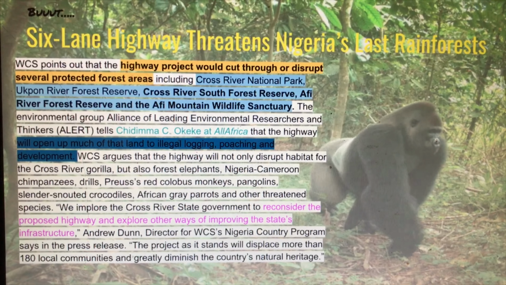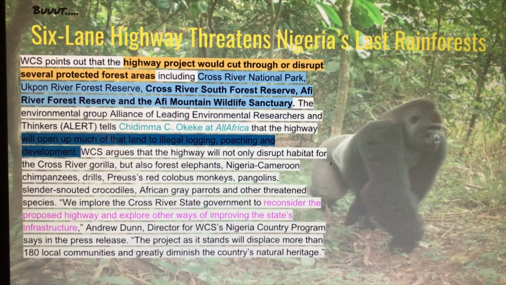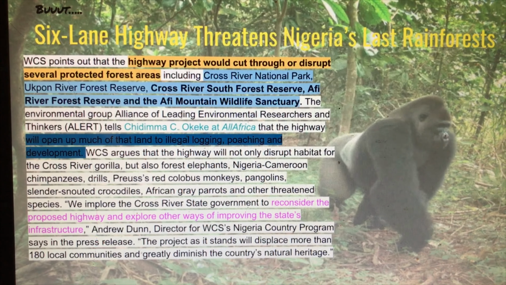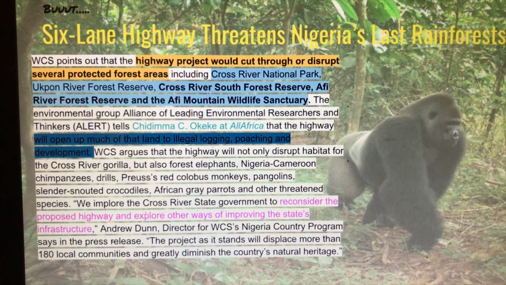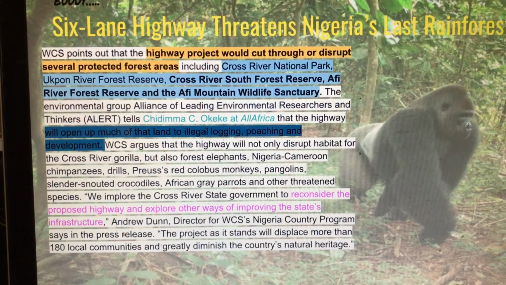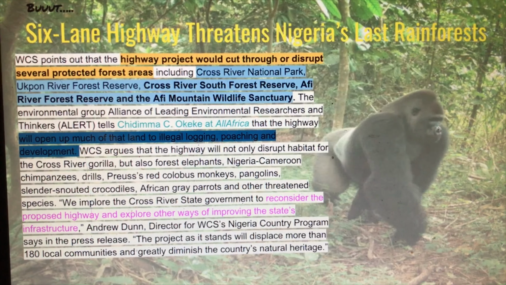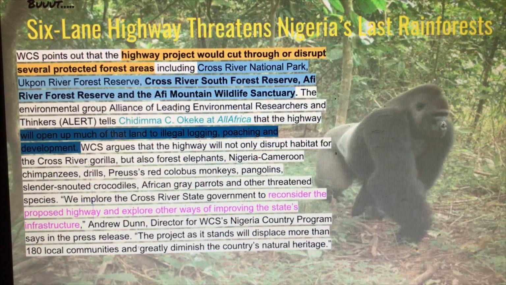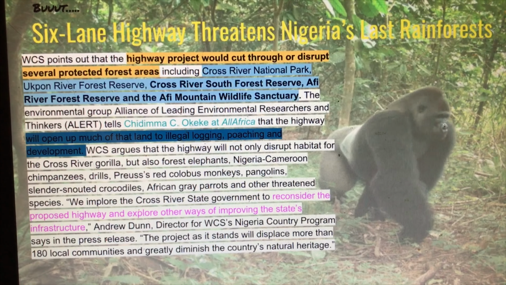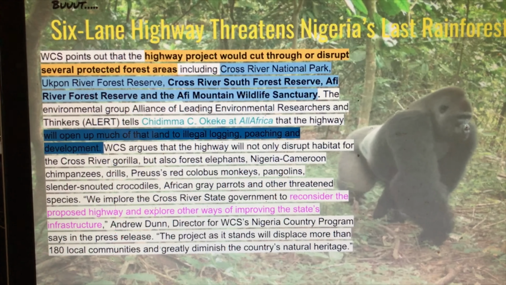The WCS points out that the highway project would cut through or disrupt several protected forest areas, including the Cross River National Park. So not just the Cross River, but other parks as well. Also the Ukpon River Forest Reserve and the Cross River South Forest Reserve, Afi River Forest Reserve, and the Afi Mountain Wildlife Sanctuary. All of that for this freeway. The environmental group Alliance of Leading Environmental Researchers and Thinkers Alert tells Chirimima C. Okeke at All Africa that the highway will open up much of that land to illegal logging, poaching, and development.